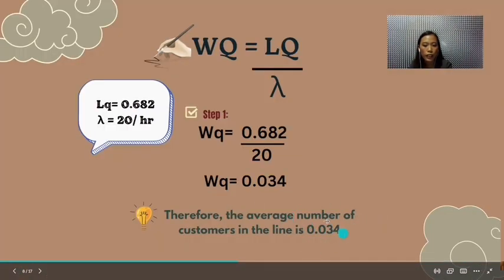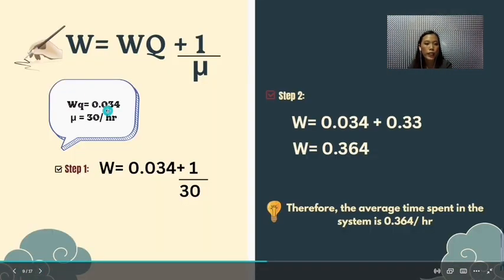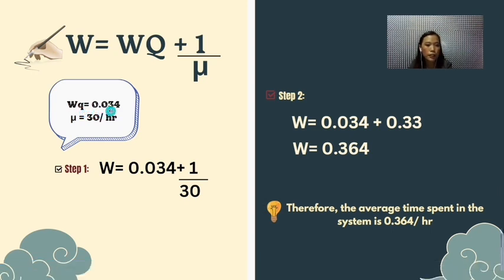So, the average time spent in line is 0.034 and the mu is 30 per hour. Now we can distribute these variables into the formula. So now, W is equal to 0.034 plus 1 over 30.